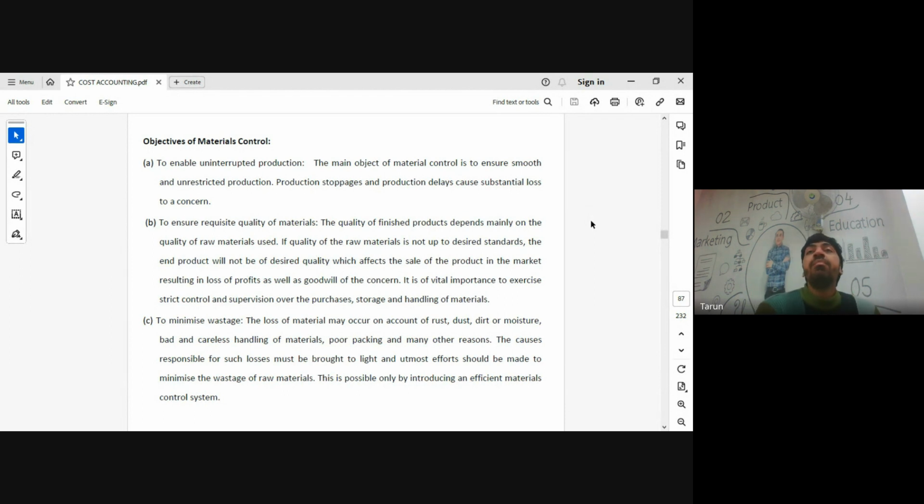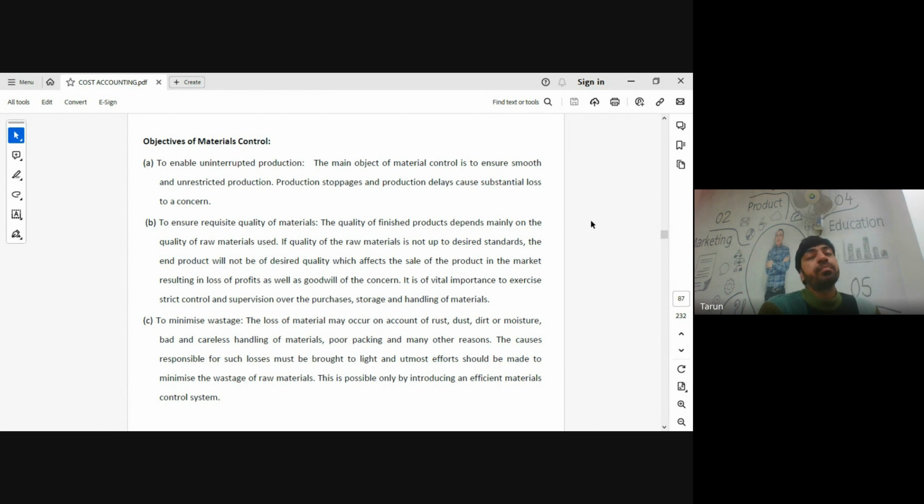So it is very important to maintain the quality of the materials, to have strict control and supervision over the purchases, over the store, over the handling of the materials, supply of the materials, as well as the consumption of the materials. So that is the second objective of material control, to ensure the requisite quality of the materials.